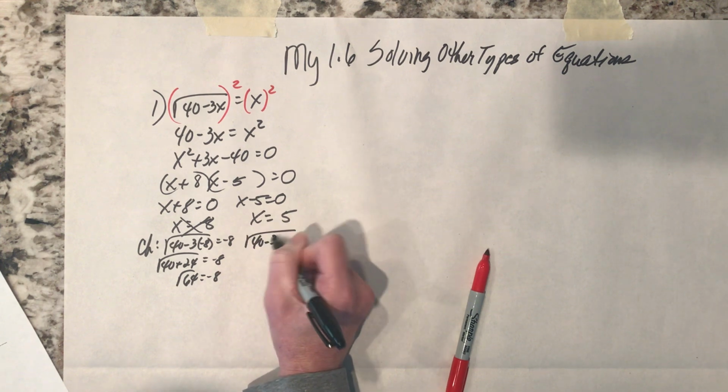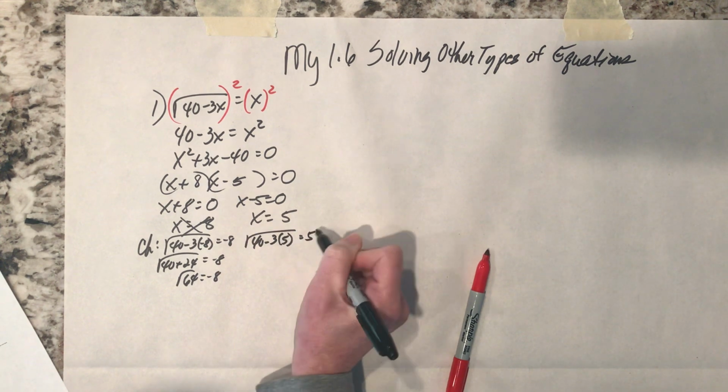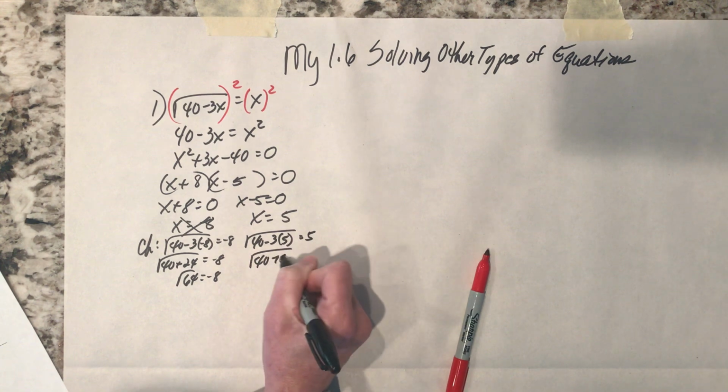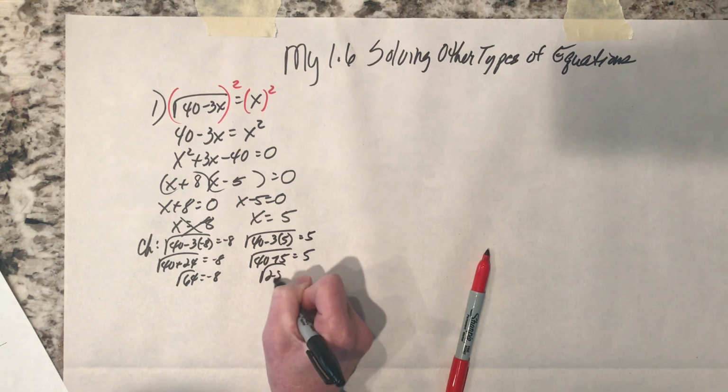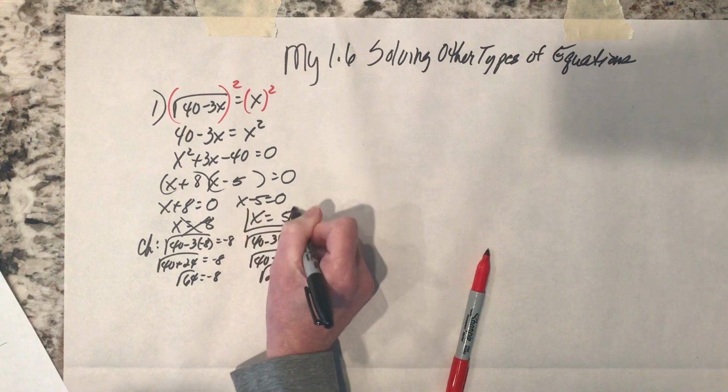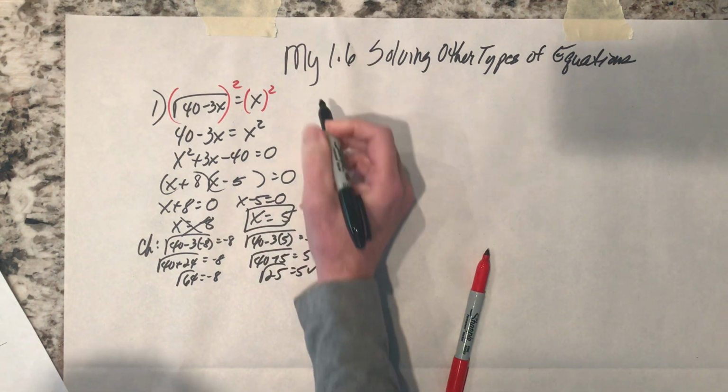Let's check 5. 40 minus 3 times 5 equals 5. 40 minus 15 equals 5. Square root of 25 equals 5. So 5 is a good number.